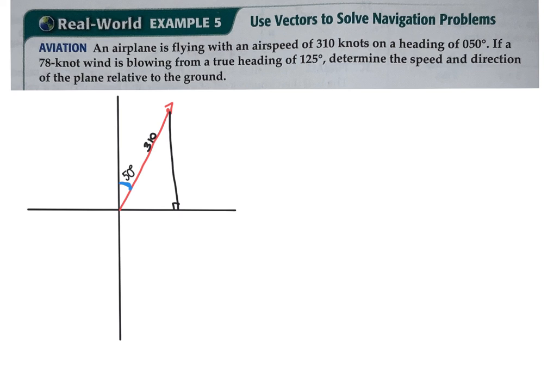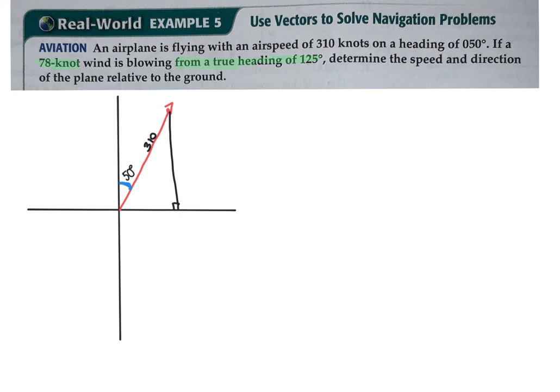And so if we just had the plane to consider, then in a perfect world, the plane would go 310 knots. But what has happened is we have a wind that is going to blow the plane. And so it tells us about the wind here. It says that a 78 knot wind is blowing from a true heading of 125 degrees. From a true heading. So first we need to find out where that true heading is and realize that it is coming from it towards the plane.